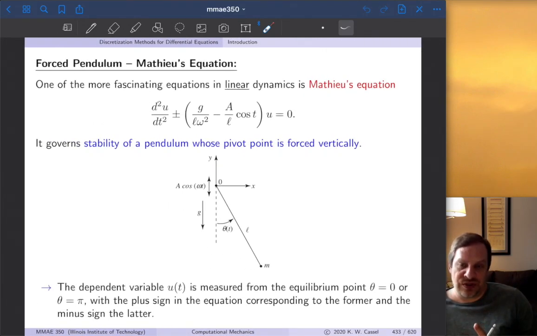Now, the first thing you'll notice: is it linear? Yes. Even though this looks complicated, it's linear in U. So it's a linear differential equation. We're going to see some really weird behavior, but it's not because it's nonlinear. It's actually a linear equation.